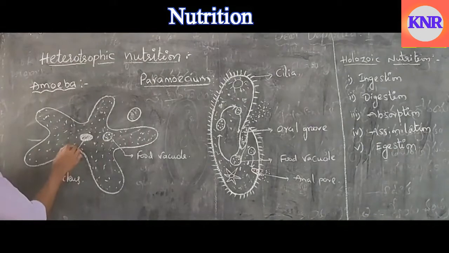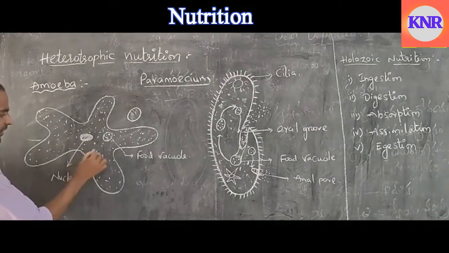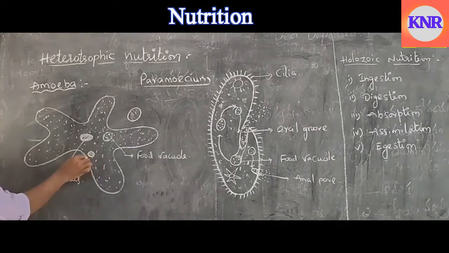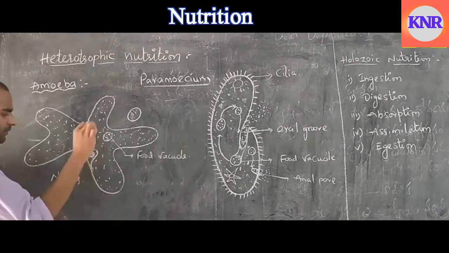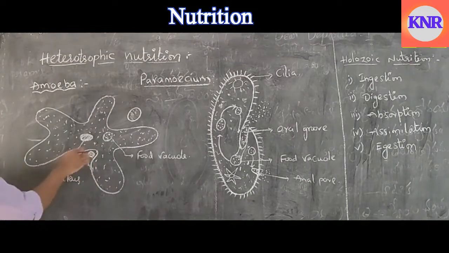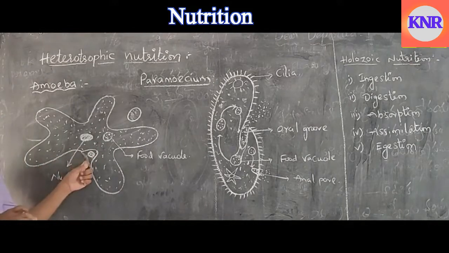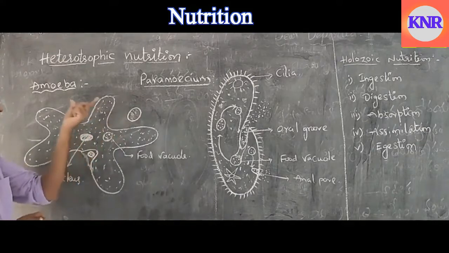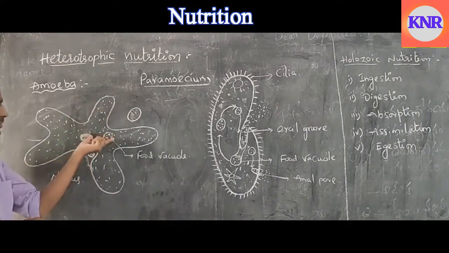The waste materials also will be collected. If the waste material comes near the surface, suddenly it will be ruptured again. The pseudopodia and the surface will be ruptured, and the waste material will be thrown outside. This is egestion. So ingestion and digestion take place.